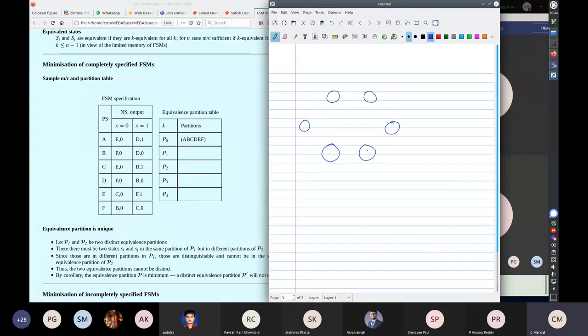I've just drawn 6 states. So let us call the states A, B, C, D, E, F. Now from A, on input 0 you go to E and you also output 0. And on input 1 you go to D and you output 1.